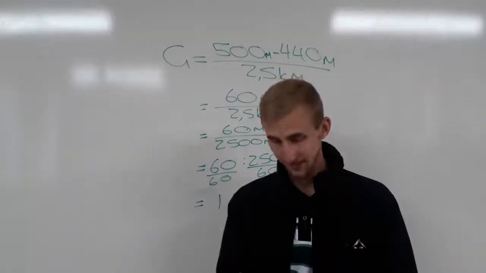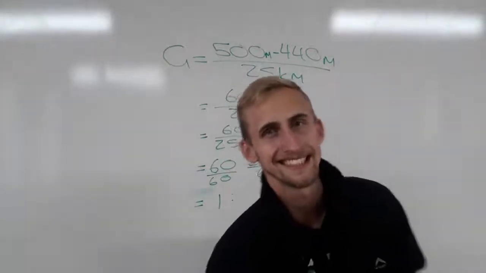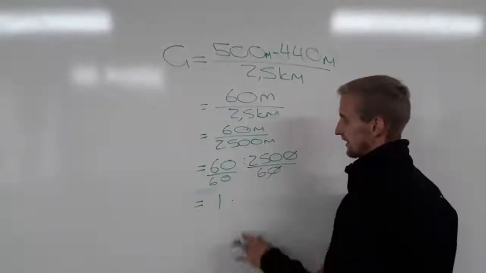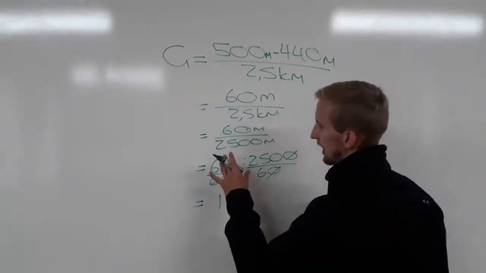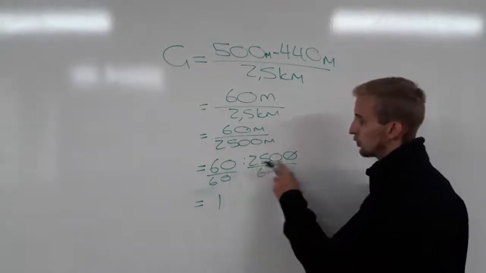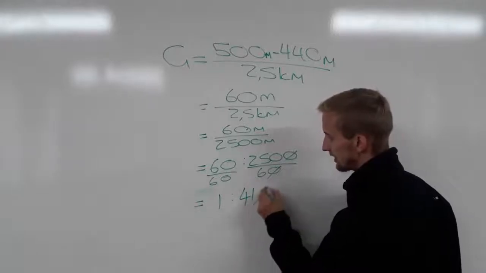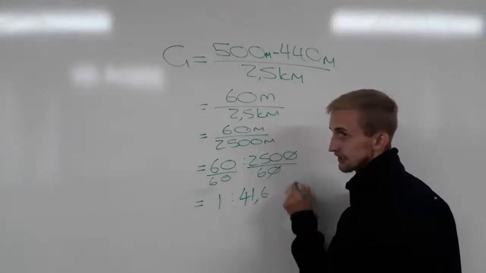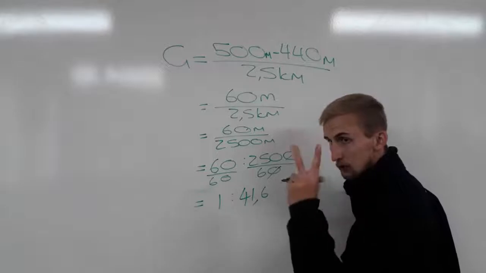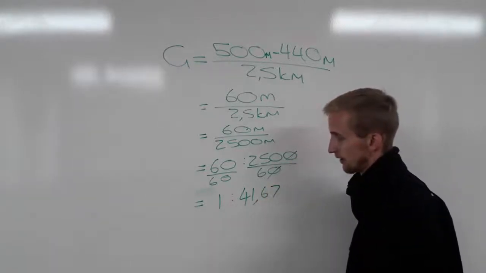There we go. 250 divided by 6, we get an answer of 41.6666. So I have 60 divided by 60 is 1, and 250 divided by 6 will be 41.6666, and we round it off to 2 decimal places, so it'll be 41.67.